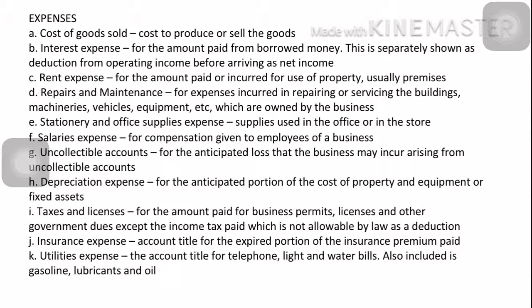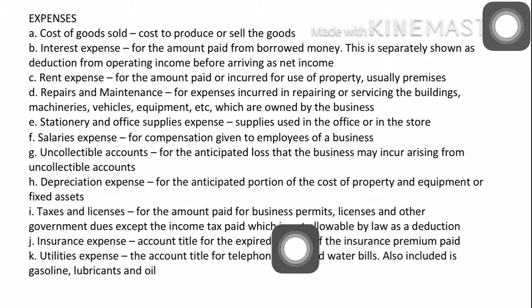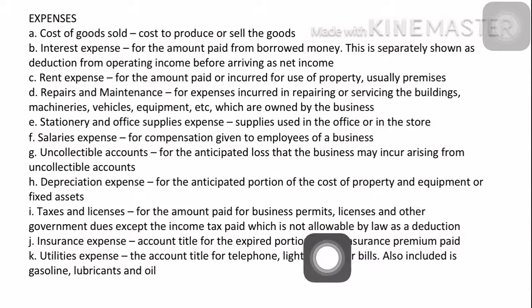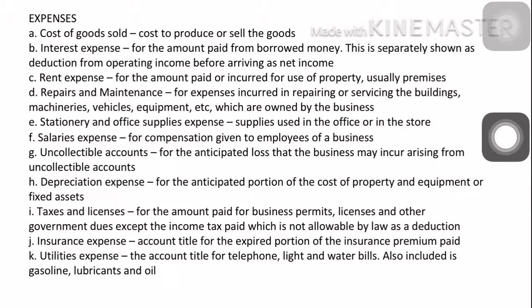Kanang mga supply nimo nga kailangan nimo sa mga office like ball pens, papers, and next uncollectible accounts for the anticipated loss of the business may incur arising from the uncollectible account. So, na chance sa ma-loss na maglugi sa kompanya ko na yung mga uncollectible accounts. Letter H is depreciation expense for the anticipated portion of the cost of property and equipment or fixed asset. Kasagaran ni kay yearly ni siya gina-purchase like ink sa printer. Next, sa taxes and licenses.